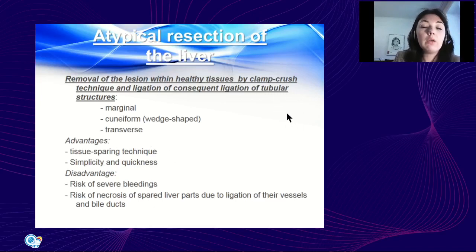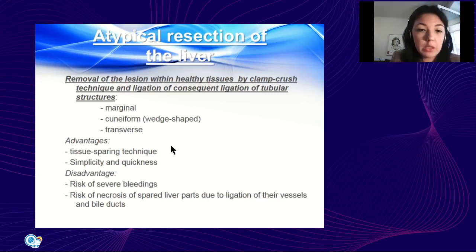So we can remove a very small part of the liver, unlike in typical resection when we had to remove the whole segment. Yes, and simplicity and quickness. We don't need to spend additional time to find a segmental leg, to ligate them. We just crush, we can even crush the parenchyma of the liver by fingers. We crush and ligate.